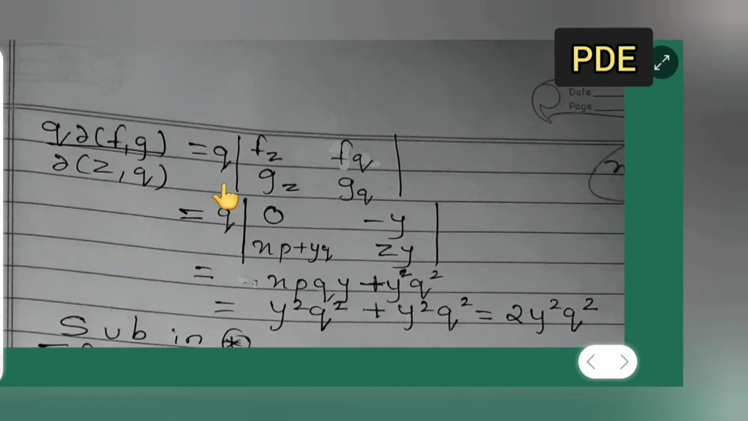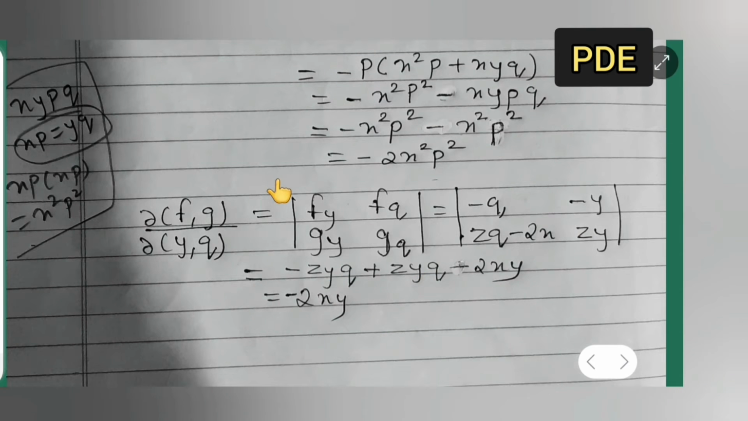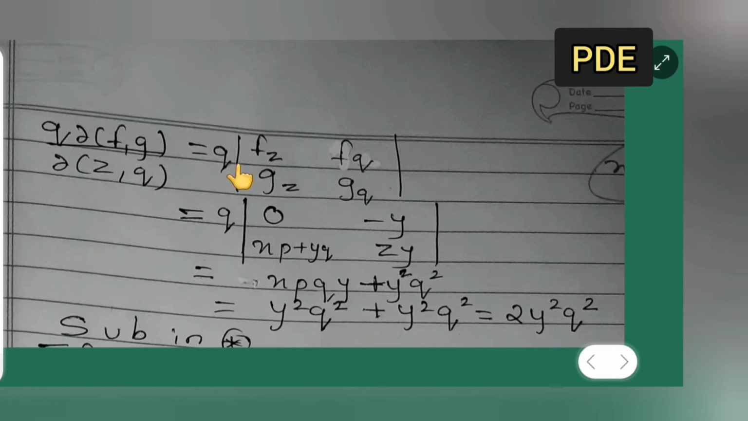Now next is this one. Dou of f comma g upon dou of z comma q is equal to q, right? q as it is. Now how are you going to write this? fz fq, gz gq. Now this is equal to q. Fz is what? Differentiate f with respect to z, you are going to get 0. Differentiate f with respect to q, you are going to get minus y over here.